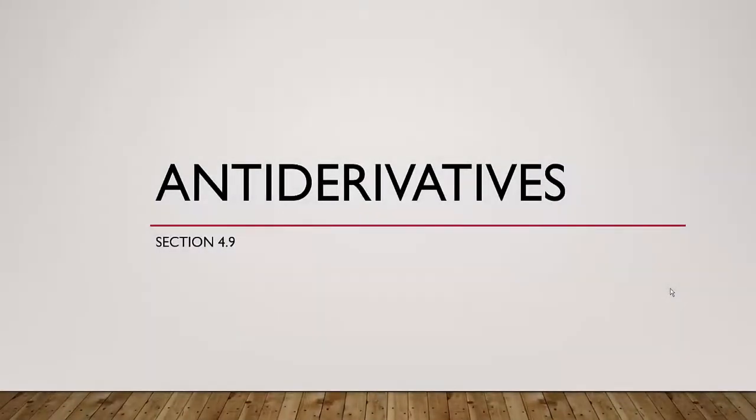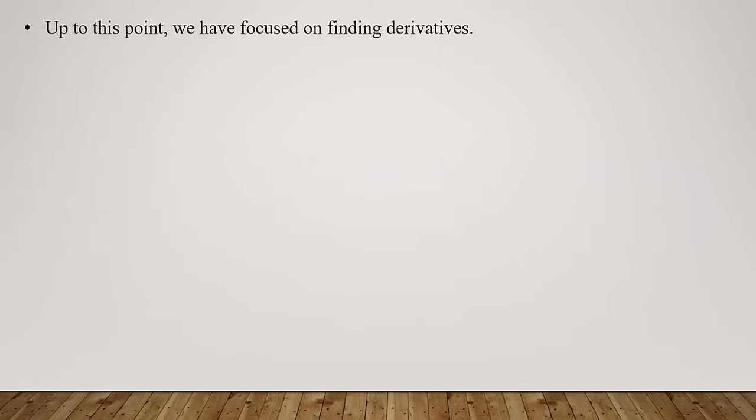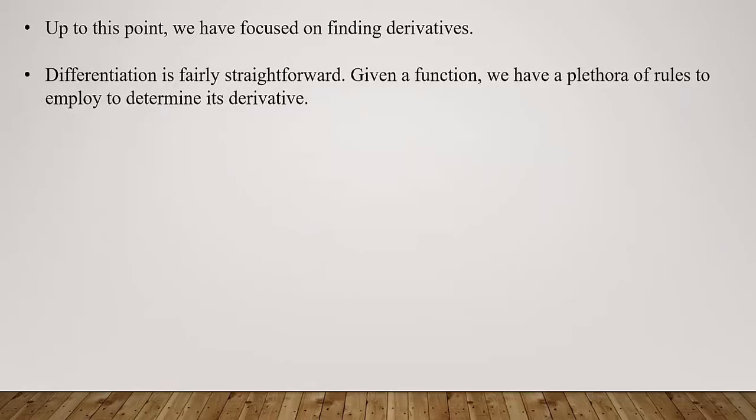All right, folks, finishing off Chapter 4 here, the last section of Chapter 4, Section 4.9, we are going to take a look at antiderivatives. So up to this point in our calculus journey, we focused on finding derivatives. And differentiation, I'll be blunt, it's fairly straightforward. We're given a function. We have a plethora of rules to employ to determine its derivative. Very straightforward.